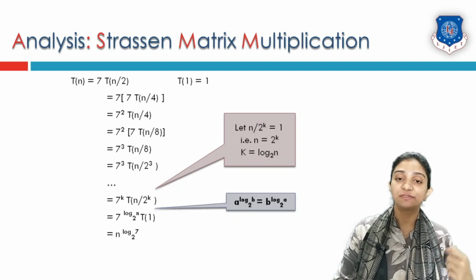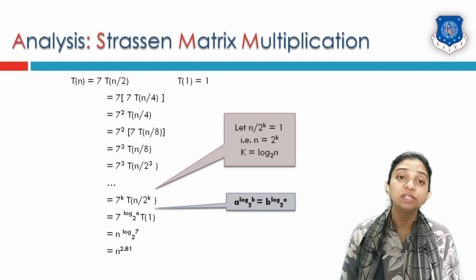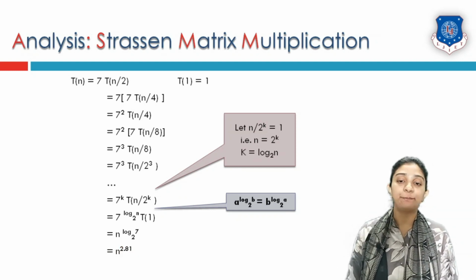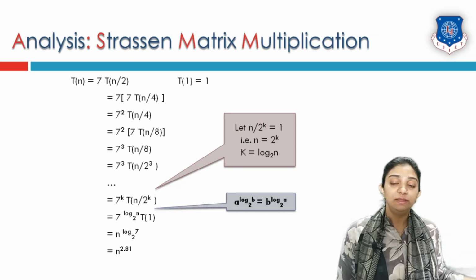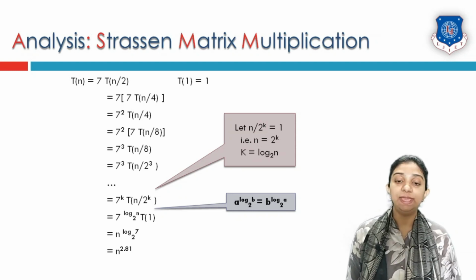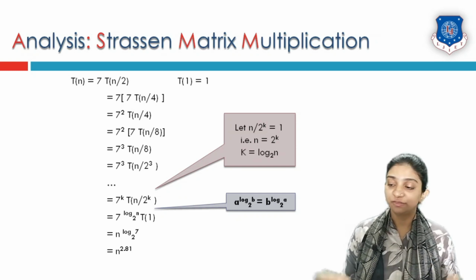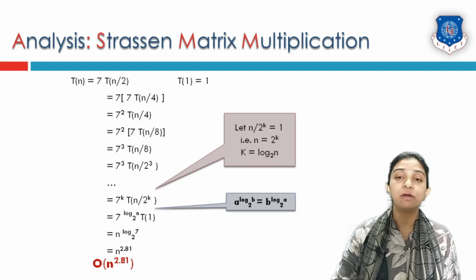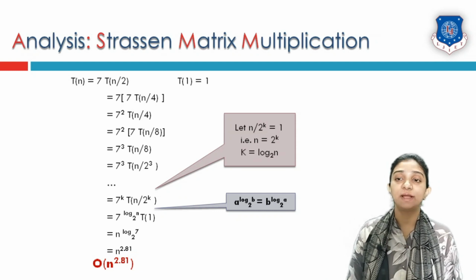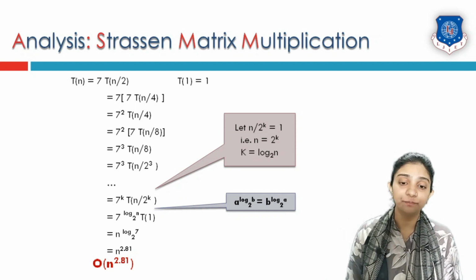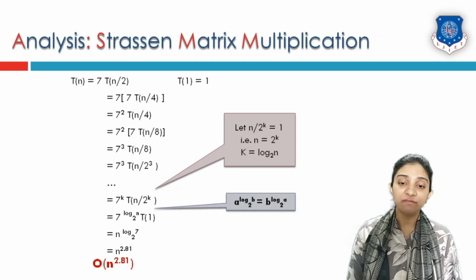So the complete expression will be n raised to log of 7 to the base 2. But log of 7 to the base 2 is approximately 2.81. So the complete expression will be n raised to 2.81. So this is the complexity of Strassen's matrix multiplication algorithm, big O of n raised to 2.81.